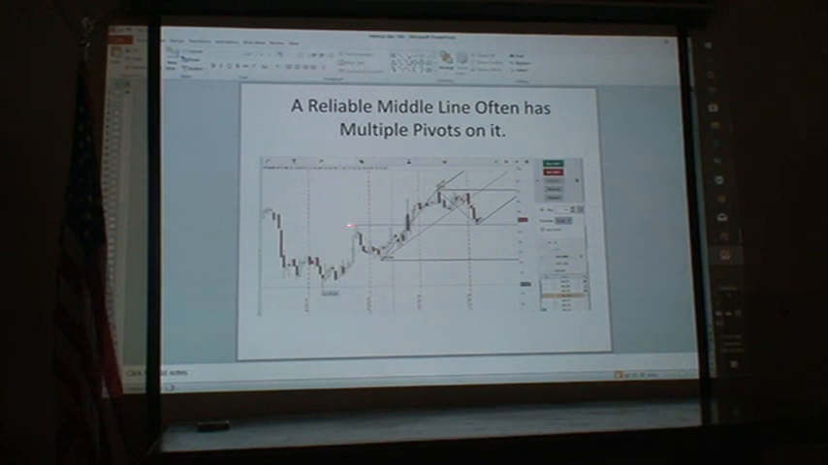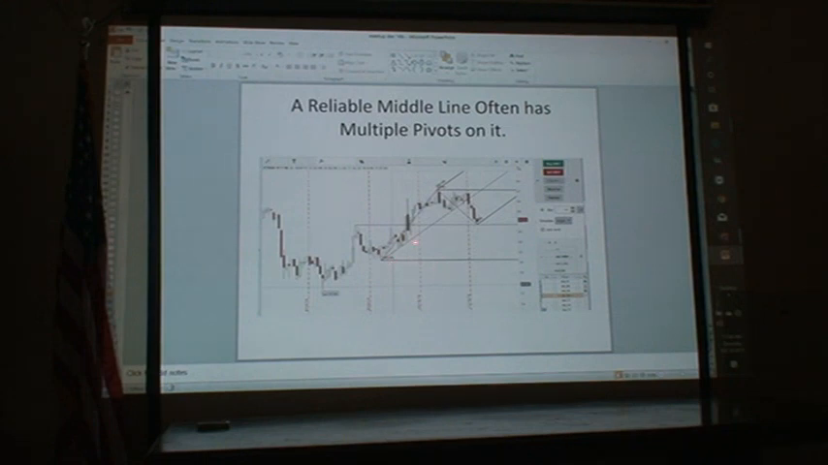Yep, sure enough, had to use different points for drawing the next median line, but sure enough, price did go down, and to the new median line down here, we wound up going long according to this here, you can see. And when we drew the next median line, it was important to us to validate it, and remember, reliable median lines often have multiple pivots on them.